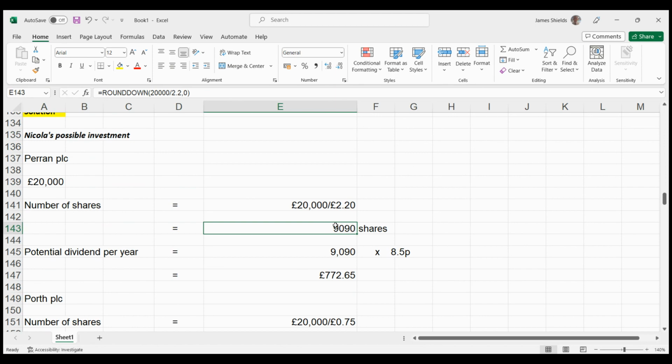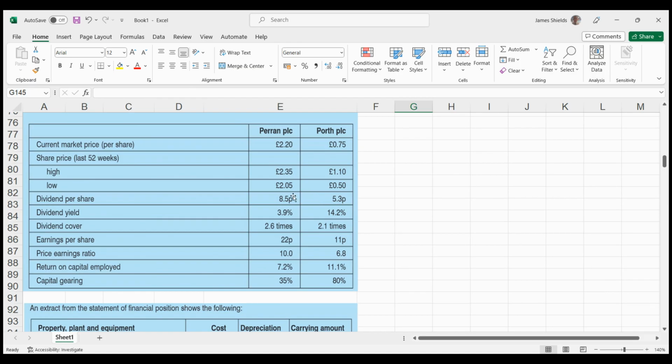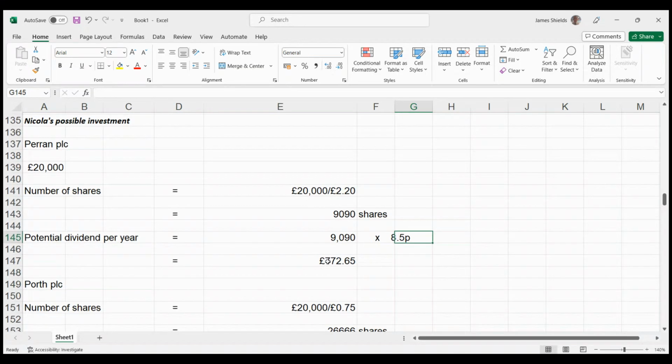Now, she'll have 9,090 shares. The potential dividend per year would be the number of shares times the dividend rate. And according to the little table above, the dividend per share is 8.5p. So if you multiply them together, you get a potential dividend per year of £772.65. So let me just highlight that for a moment. So that's what you'll get from Perrin plc, a potential dividend of £772.65. That's based on the dividend per share remaining the same, not changing.